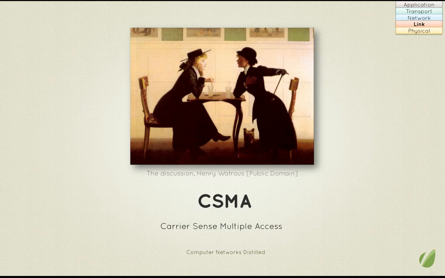It'll listen before it talks. If no one else is talking, then the computer will transmit. If it hears someone else talking, then it will wait. It'll defer transmission. A human analogy on this is basically don't interrupt others. If you're having a conversation, don't start talking if somebody else is talking. That would certainly be impolite.